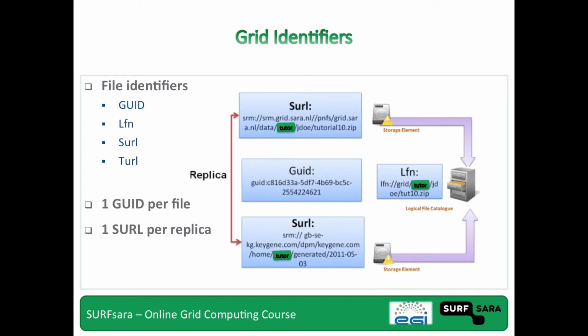Files in the grid can be referred to by different names. So you have grid unique identifiers, or GUID, a logical file name, or LFN, a storage URL, or SURL, and transport URL. While the GUIDs and LFNs identify a file irrespective of its location, the URLs contain information about where a physical replica is stored and how it can be accessed. There is only one GUID in the LFC for one file regardless of how many replicas of the file exist, and for each replica there is exactly one SURL. So for each file that you store on a separate SRM you get one of these SURLs.